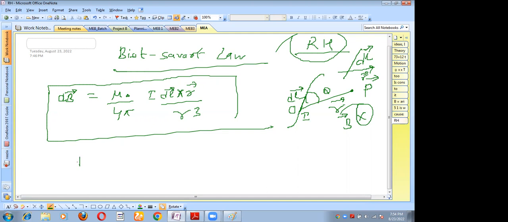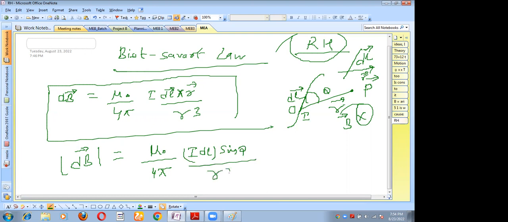So from here, we can say the magnitude of magnetic field will be mu naught by 2 pi, I dl sin theta by r. This will be the magnitude of the field. Theta is the angle between the current element and the radius vector.